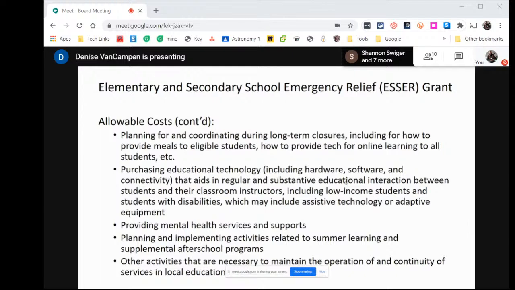These ESSER funds, not only are the restrictions less tight, we are able to reassess and pivot if we need to. If we decide we were going to hire a teacher, but we're not going to do that, instead we're going to buy some technology, we can resubmit the application for an adjustment and they will approve it.